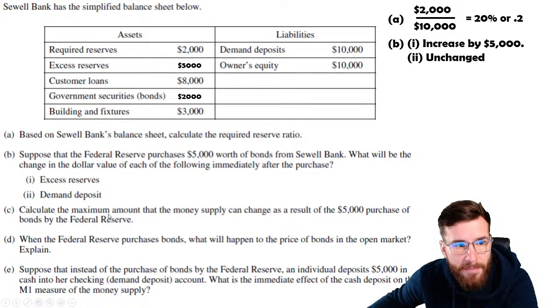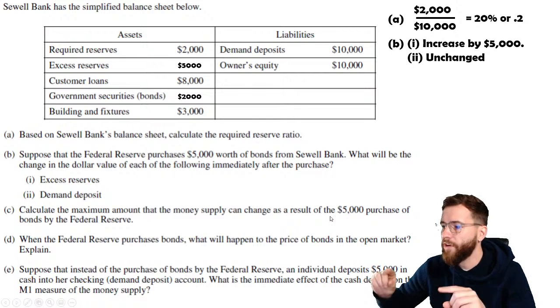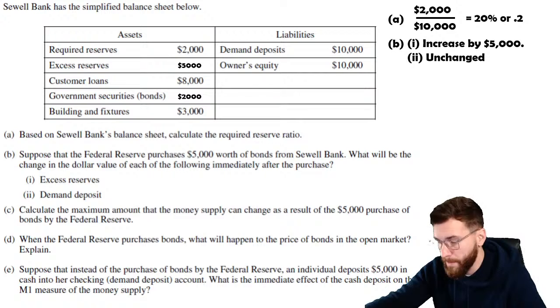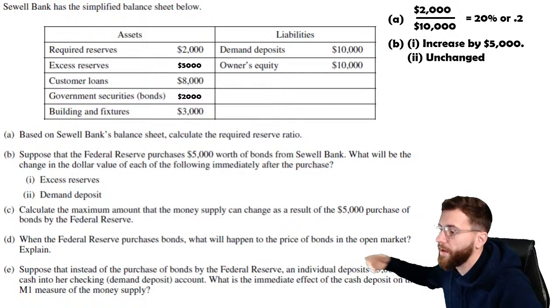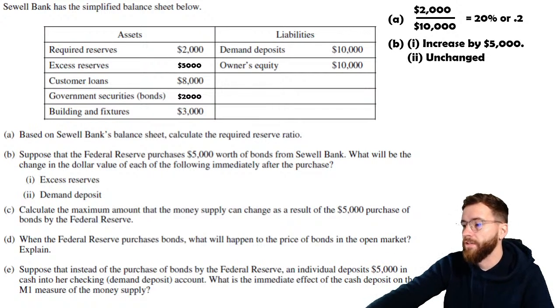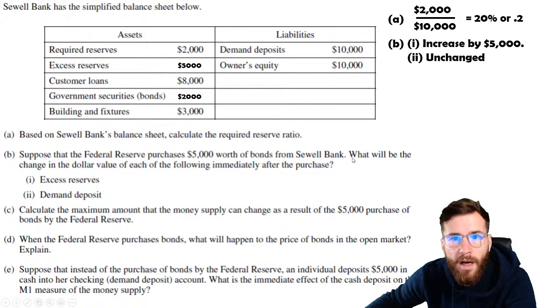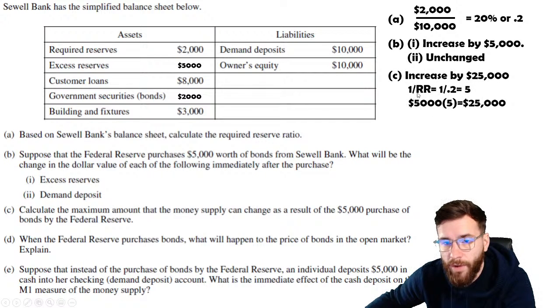So C says calculate the maximum amount that the money supply can change over time. These are the questions that I gave you yesterday, right? If someone deposits money in the bank, what is the maximum change in the money supply over time? If the Fed buys or sells bonds, what's the maximum change in the money supply over time? In this case, the Fed bought $5,000 worth of bonds. So we need to figure out that money multiplier. It's 1 over the reserve ratio, 1 divided by 0.2. So the money multiplier is 5, right? 0.2 goes into 1 5 times.